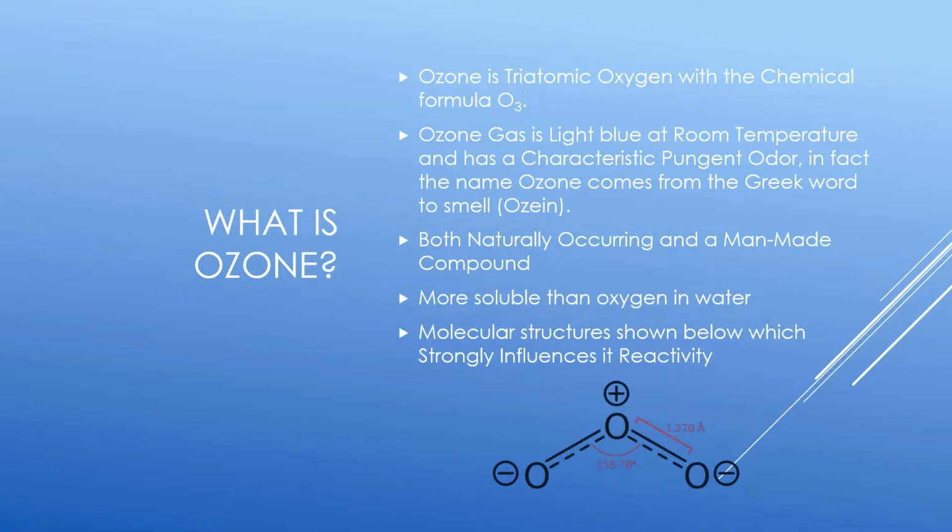So what's ozone? It's the triatomic form of oxygen with the formula O3. It's a light blue gas with a strong odor. In Greek, the word ozein is the base word for ozone, and means smell. After scientists noticed the smell of ozone, they started to try to understand what in fact it really was. It occurs in nature and can also be man-made.